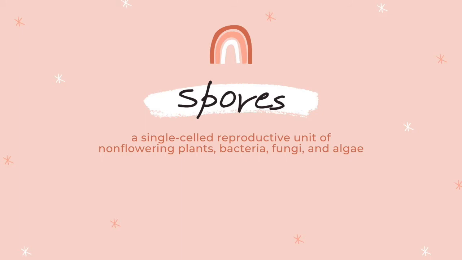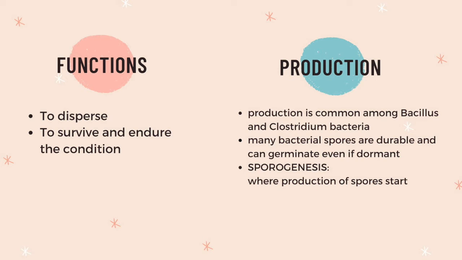Fungi and bacteria can reproduce without mating at all. Instead, they produce hardy structures that are known as spores. Spores, apart from being produced asexually, are also described as single-celled reproductive units of non-flowering plants, bacteria, fungi, and algae. Additionally, spores are known for their tough structure since they can withstand any given condition, even if it's harsh or nasty. Spores serve two primary roles. First is to disperse, and second is to survive and endure the condition.